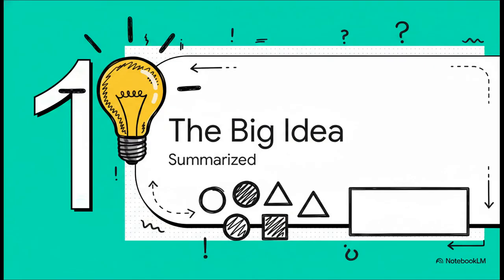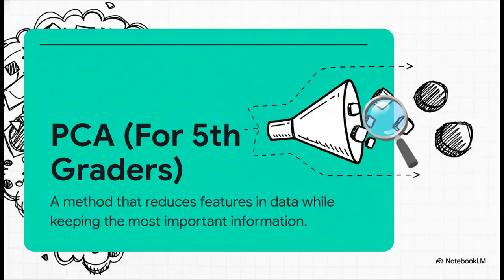Okay, so let's really nail down this big idea. What is PCA? Really, when you strip away all the complicated math and jargon. Look, if there's only one thing you remember from this whole explainer, let it be this. PCA is a way to reduce the number of features, the columns in a spreadsheet, while, and this is the magic part, keeping the most important information. It makes things simpler without making them dumber.